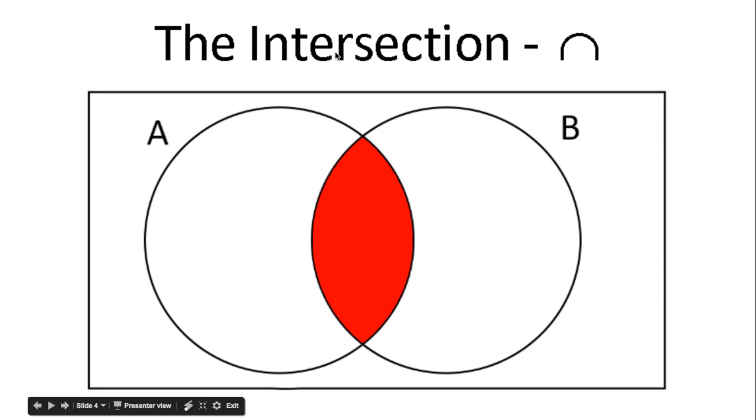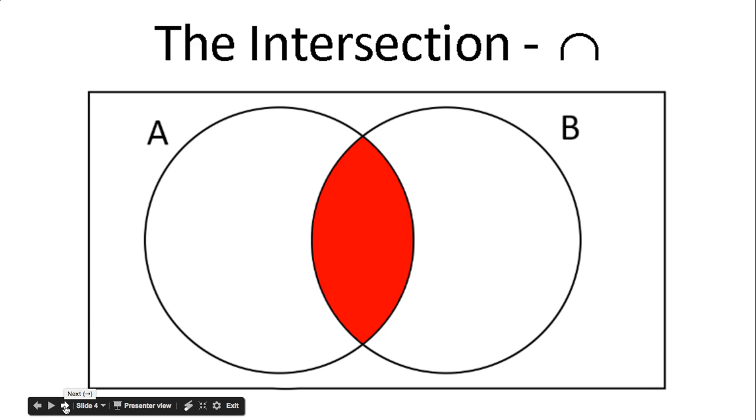The next one is the intersection. So here we've got an intersection with a kind of N shape here. And these are for the things that are in A and in B at the same time. So you've got to be part of set A and part of set B at the same time, and that's the intersection.